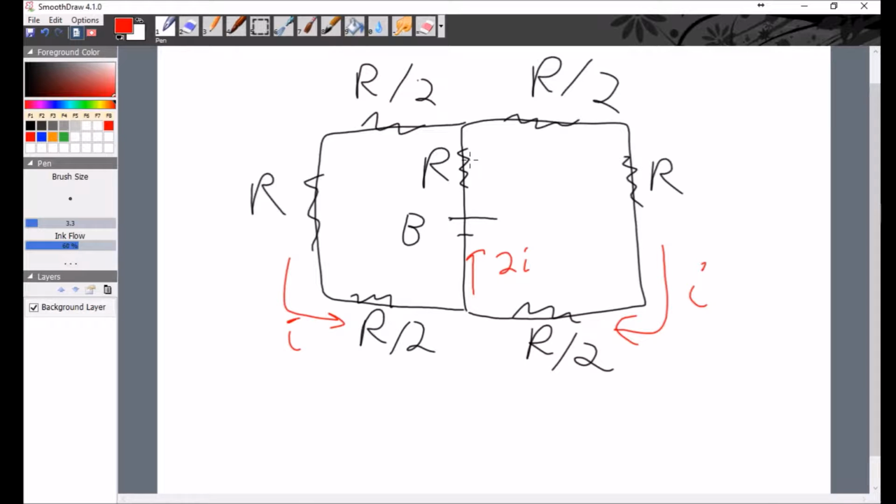Then at this junction, it'll split up. It'll go I and I. We know that these are going to be equal because the circuit is left-right symmetric. So there's no difference between the left side and the right side. So those two currents should be the same.